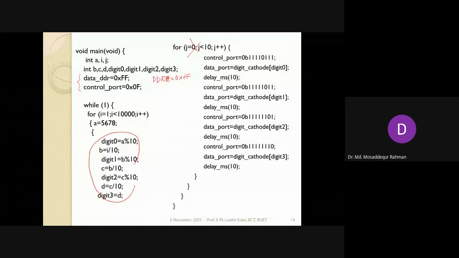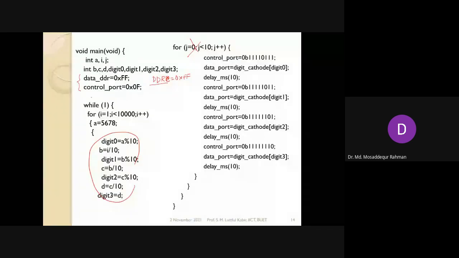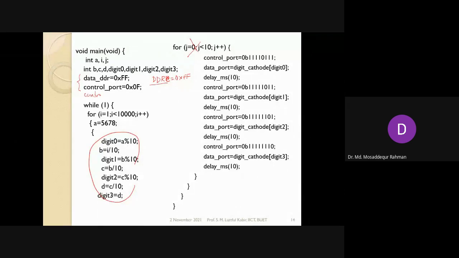So the data DDR defines the DDRC register, so we are setting all these pins as output pins. The other one is missing here, not mentioned. So we also have to set port D, the control port, as the output port. So that is missing here. So you also write control DDR.